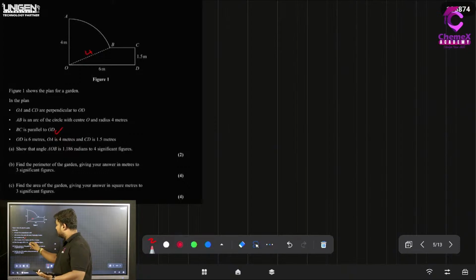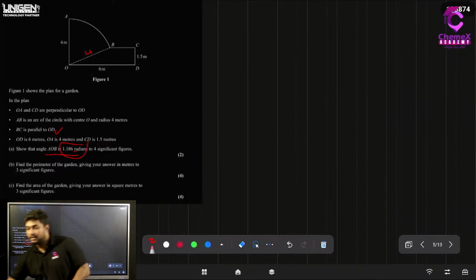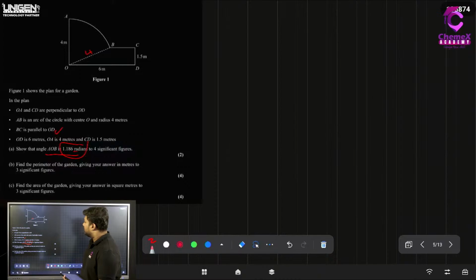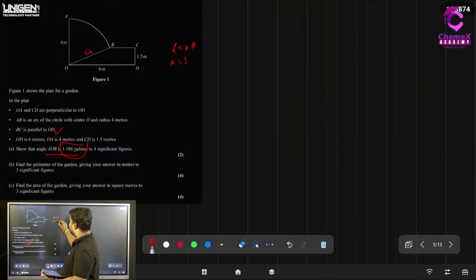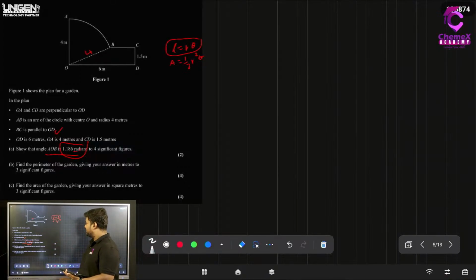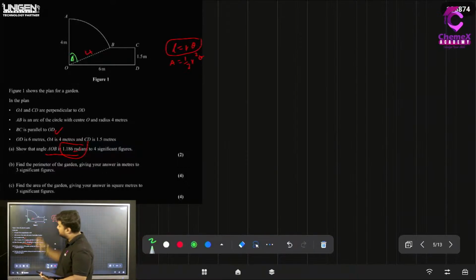OD is 6 centimeters. OA is 4 centimeters. CD is 1.5. Show that the angle OAB is radians. So when you see this, what you should remember? When you see radians, you should remember the two equations: L equals r theta and A equals half r squared theta. So what are you going to do? We need to find this angle theta.